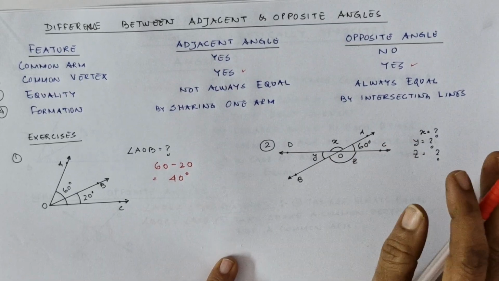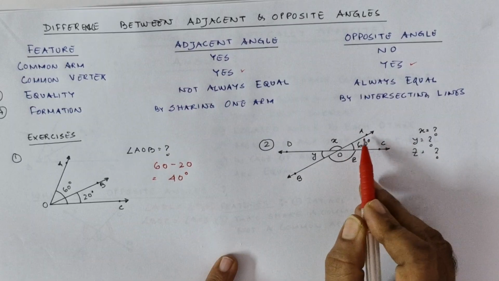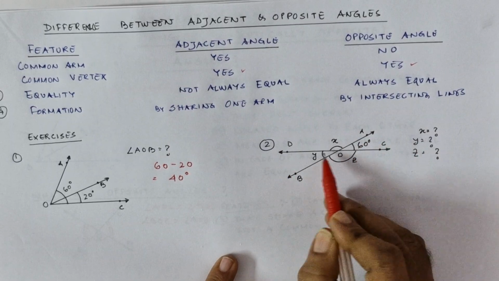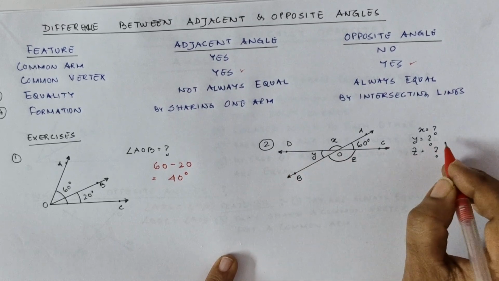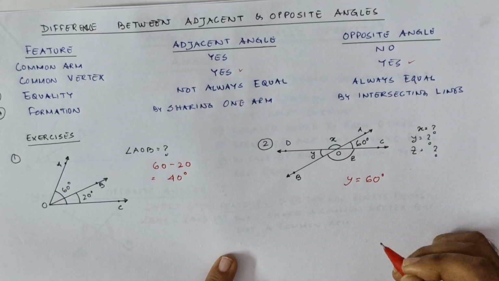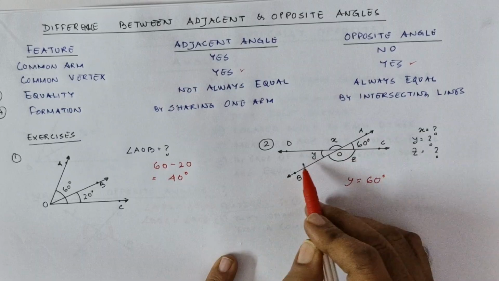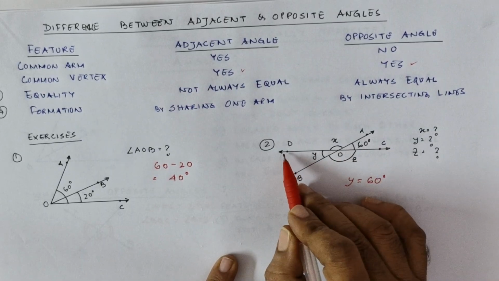This is very simple to solve. Once you know angle AOC, see angle AOC and angle BOD, that is Y, are vertically opposite angles. So Y will be what? Y will be 60 degrees, because angle AOC and angle BOD are vertically opposite angles, hence they are equal.